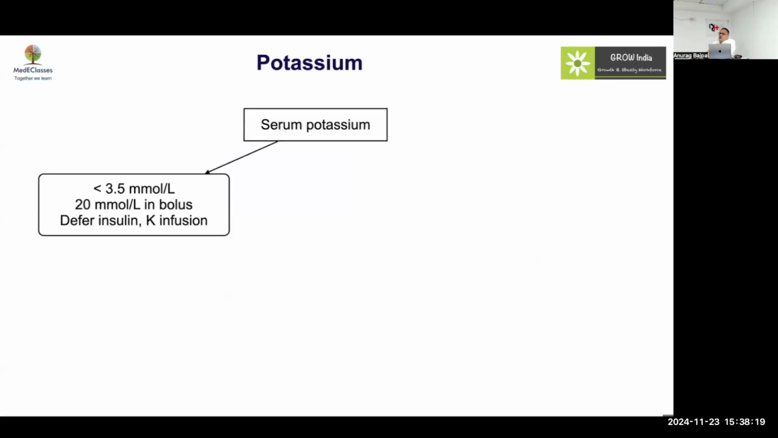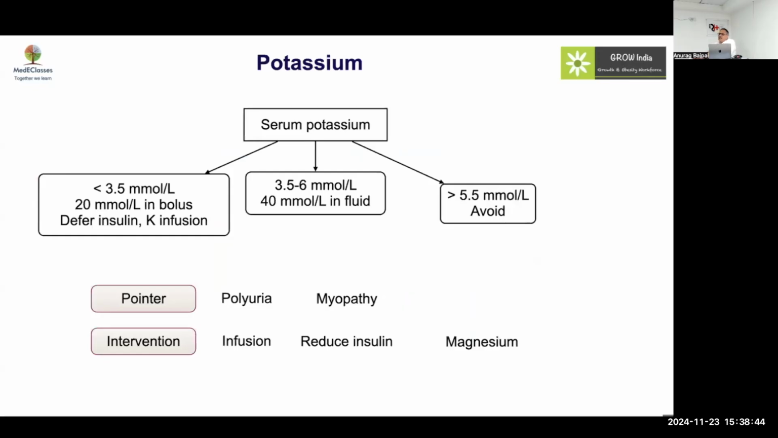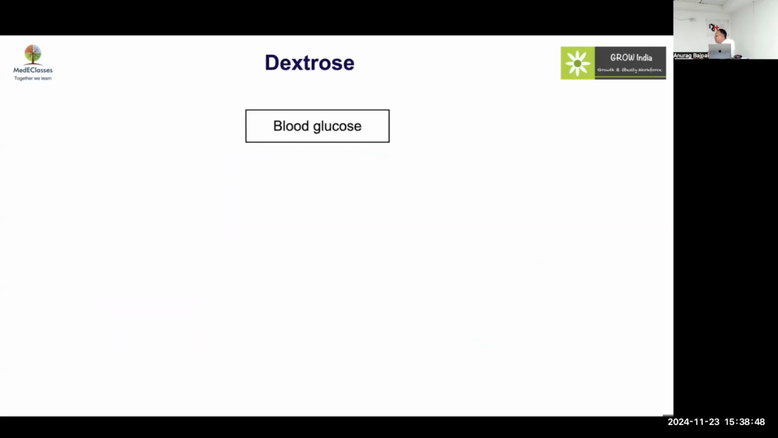If the serum potassium is less than 3.5 right at diagnosis, we have to add potassium in the fluid, defer insulin, and think of potassium infusion. If it's between 3.5 to 5.5 or 6, we have to add potassium in the fluid, and more than 5.5, avoid it. If a child develops polyuria, myopathy, think about a possibility of hypokalemia. Intervention is potassium infusion, reduce insulin dose, and consider magnesium, particularly if somebody is malnourished and there is celiac disease.